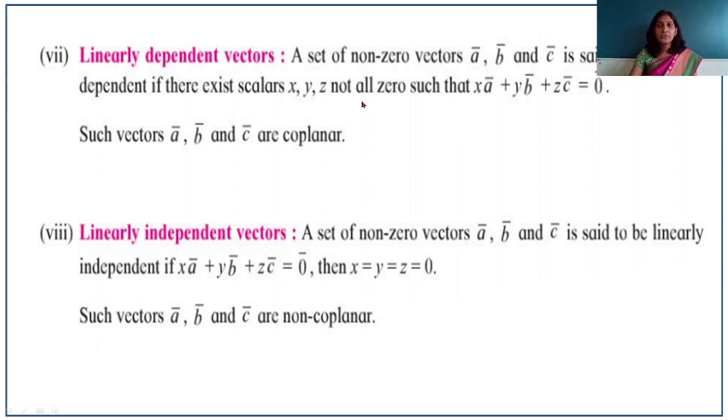Look at the difference between these two. Linearly dependent and linearly independent: not all zero, and here all zero. And here this is coplanar and this is non-coplanar.